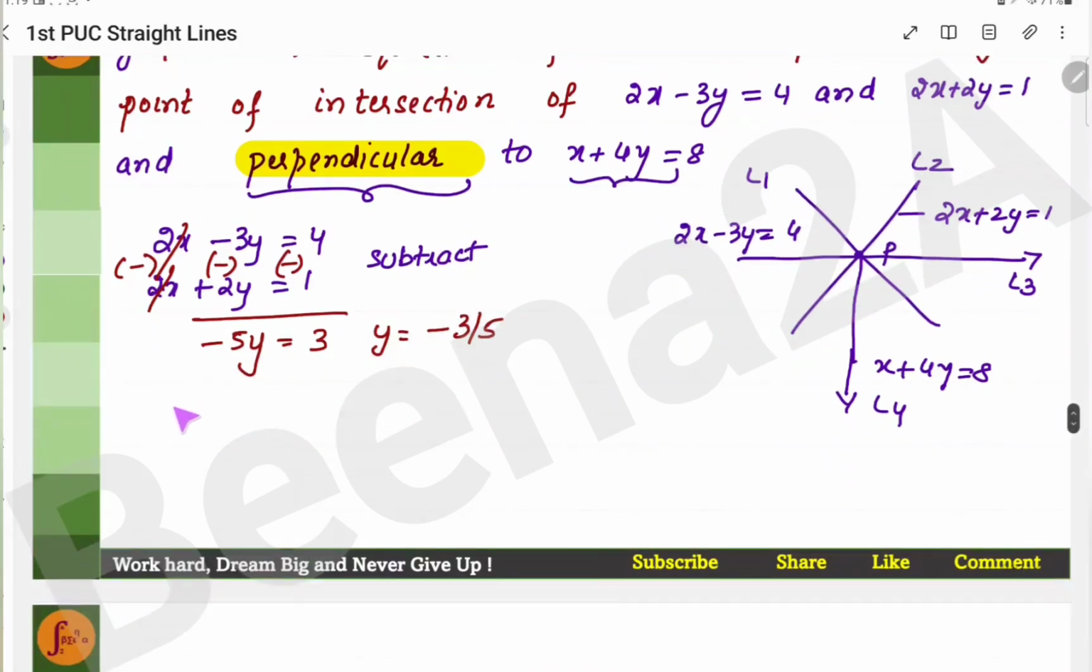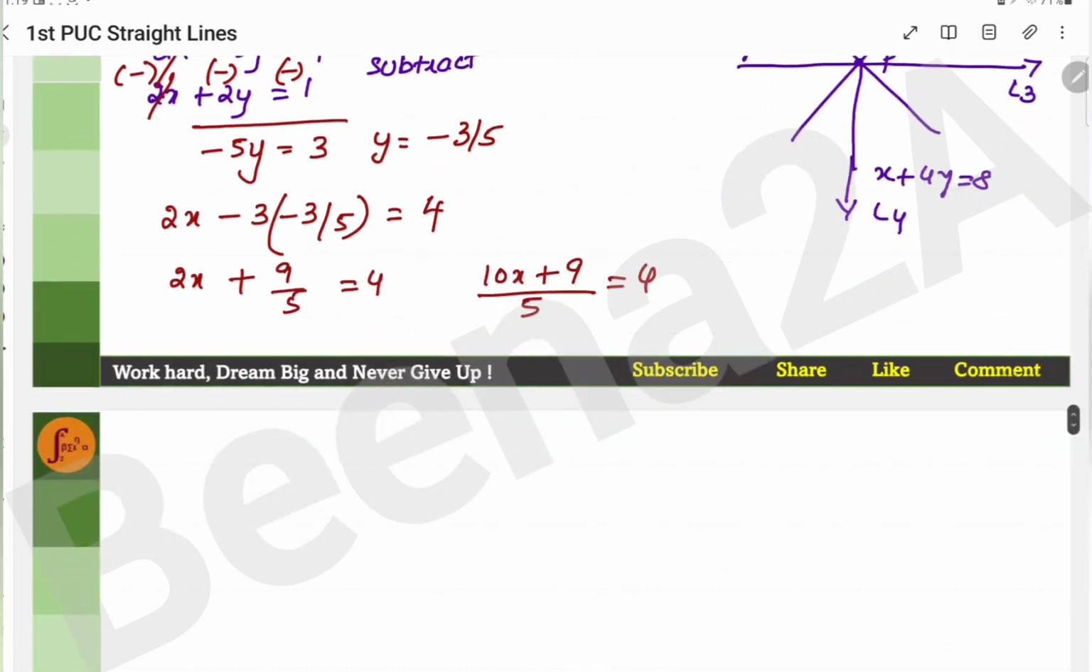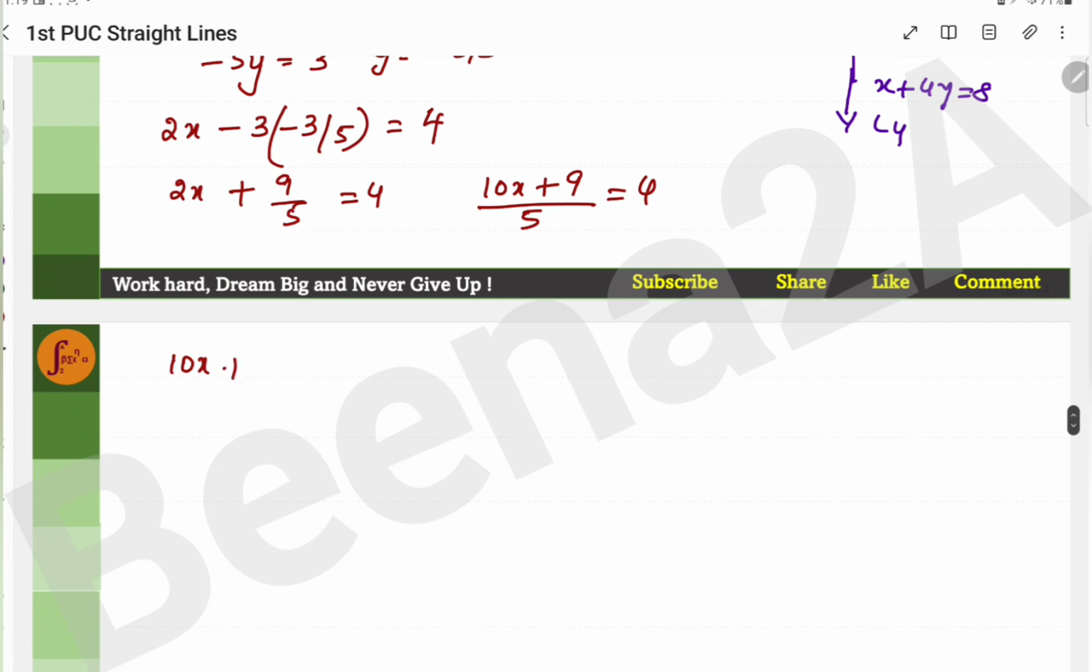Now similarly, we'll find the x value. So we'll take this 2x minus 3y. Instead of y, I'll put the y value. So I'll get 2x plus 9 by 5 is equal to 4. So I'll take LCM. So it's going to be 10x plus 9 by 5 is equal to 4. I'll shift 5 here. So it will become 4 into 5, which is 20. And 10x will be 20 minus 9, which is 11. So x is equal to 11 by 10.